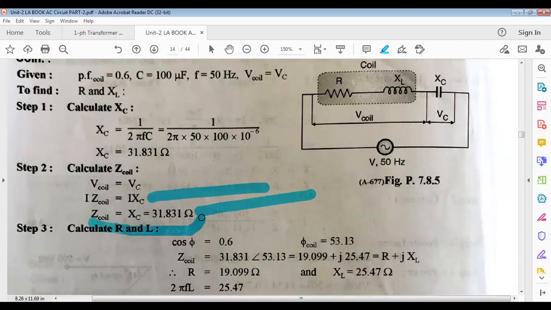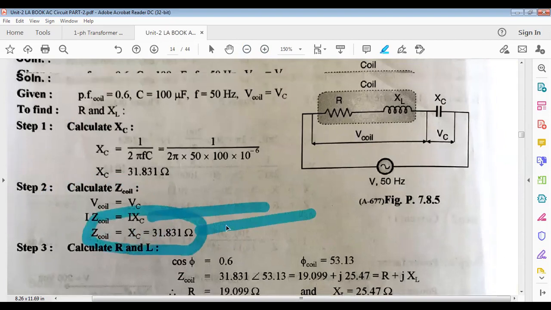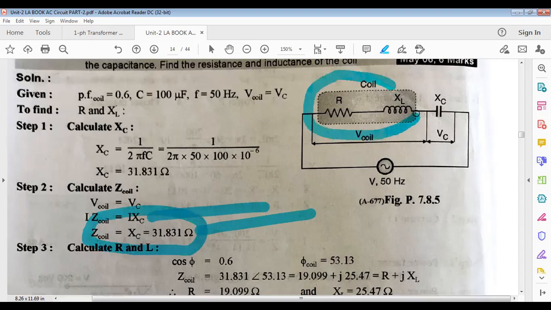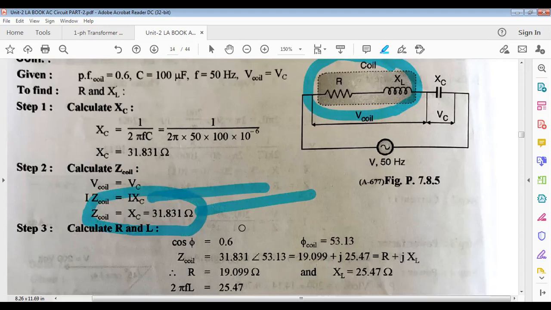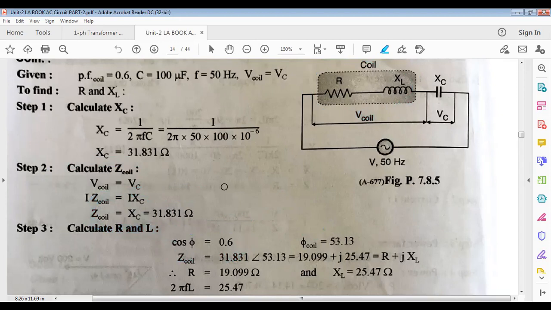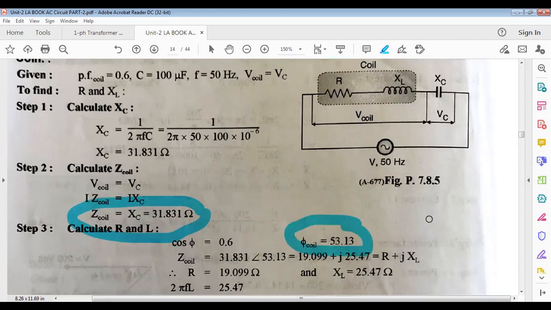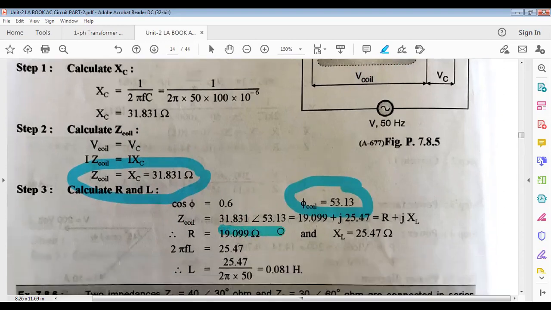Now for coil, its impedance magnitude we got, and power factor for coil is given, 0.6. So if power factor for coil is 0.6, using this you can calculate phi, 53.13, and this angle you can use for Z also. Z, its magnitude is this one, and angle is this one. Z of coil in polar form, you got it: 31.83 at an angle of 53.13. Is this clear?